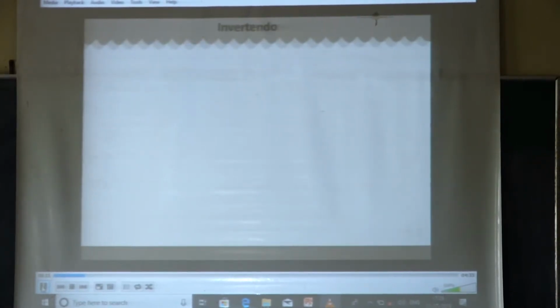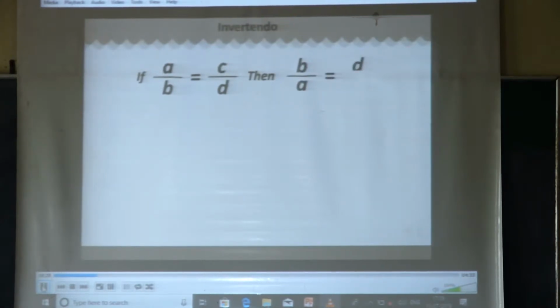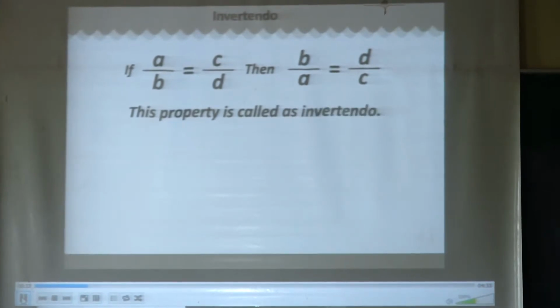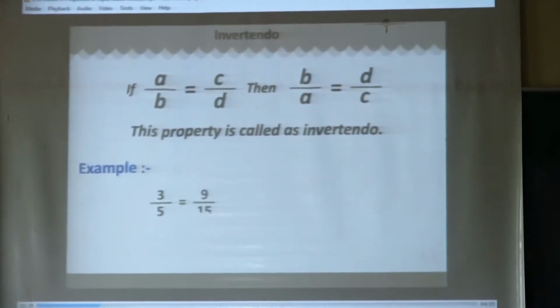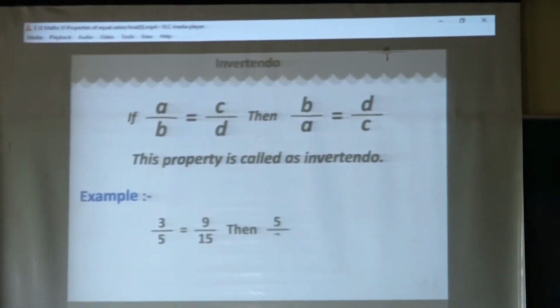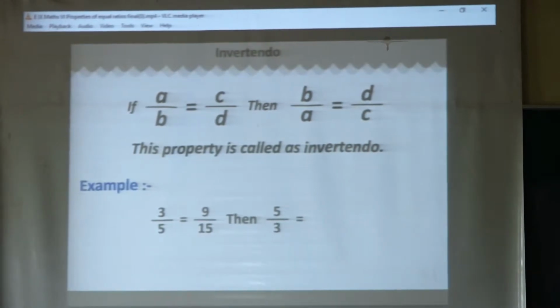Invertendo. If A upon B is equal to C upon D, then B upon A is equal to D upon C. This property is called invertendo. For example, 3 upon 5 is equal to 9 upon 15, then 5 upon 3 will be equal to 15 upon 9.